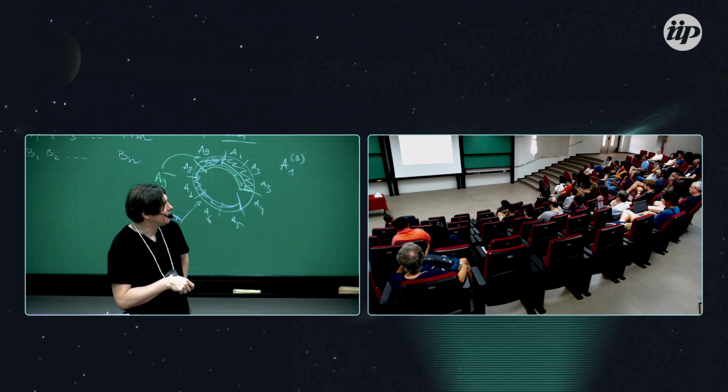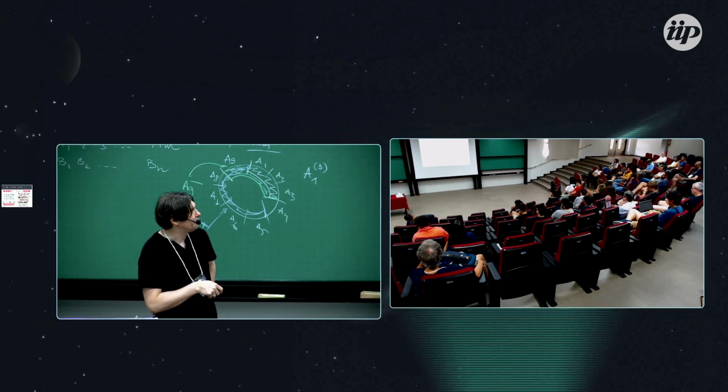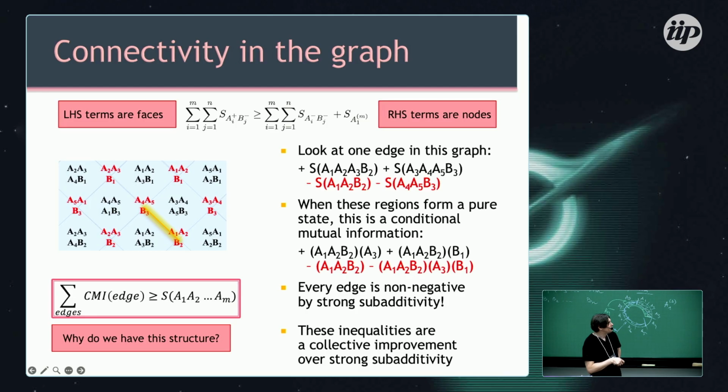And so here specifically, this edge is associated with the conditional mutual information of A3 and B1 conditioned on A1, A2, B2. And so all edges here are going to be conditional mutual informations. And that gives you a perspective on what this inequality really is.